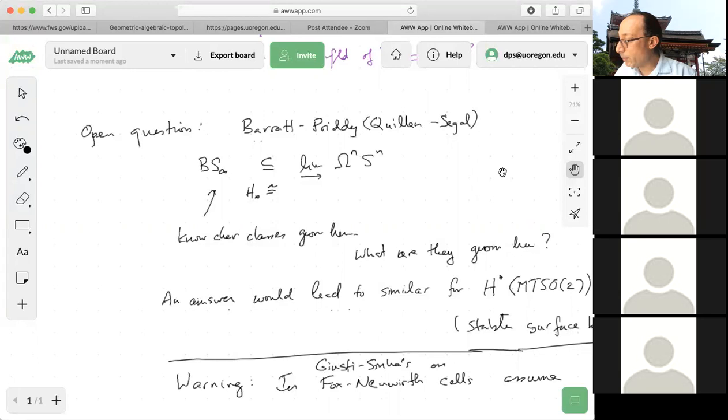So our favorite example that we keep on picking on... once in a while, I hit something on the board that I shouldn't.